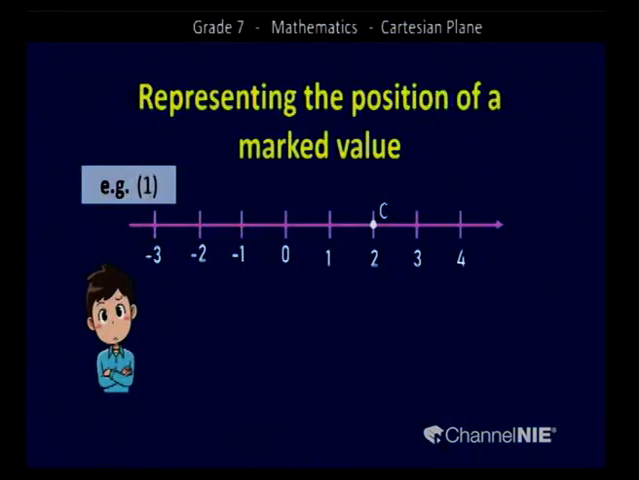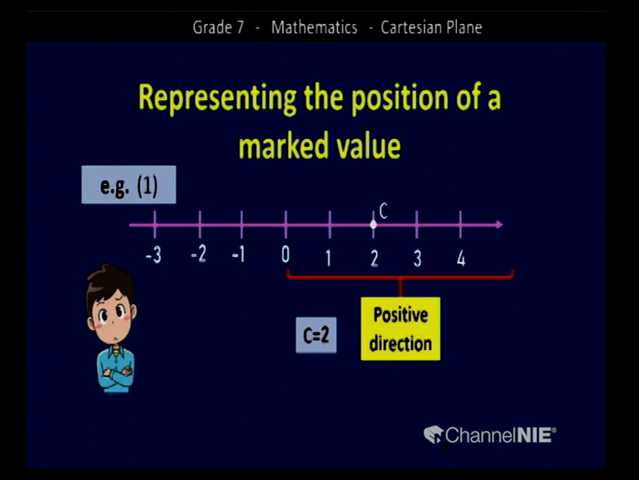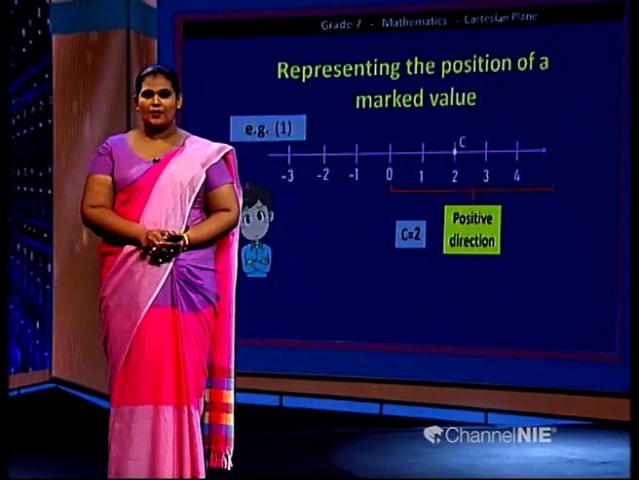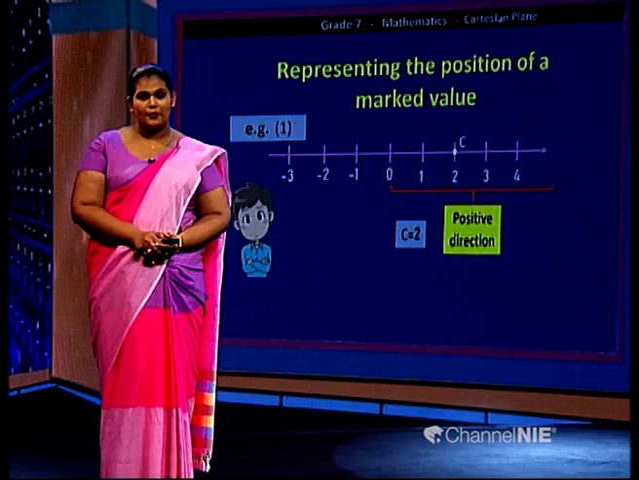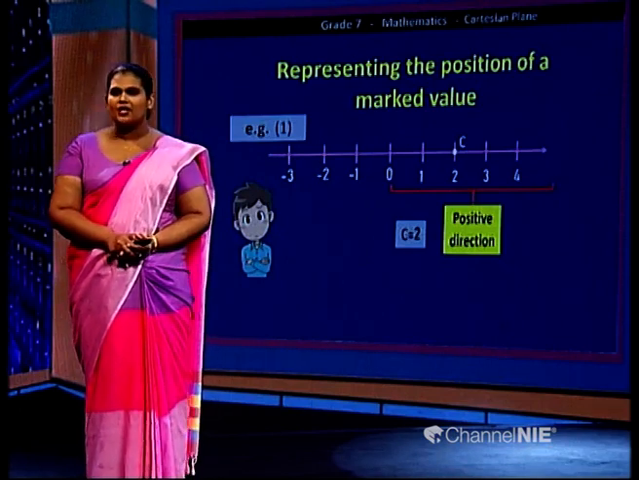We will see. We can see it is on the right hand side from 0. That means it is in the positive direction. Therefore, it should be a positive value. Where is it marked? It is marked on +2. Therefore, it is the positive direction. Therefore, the value of C should be equal to +2. Okay, now you can remember how you used to represent positions of a marked value.